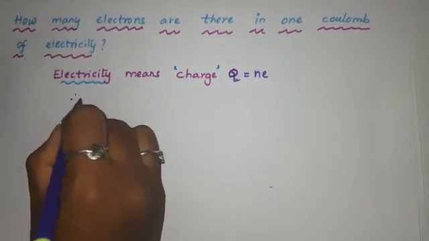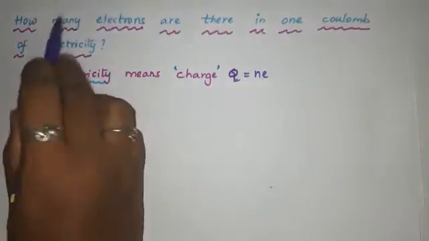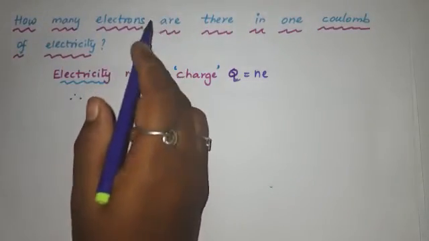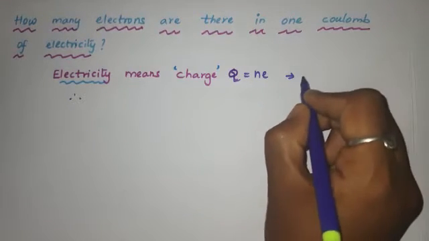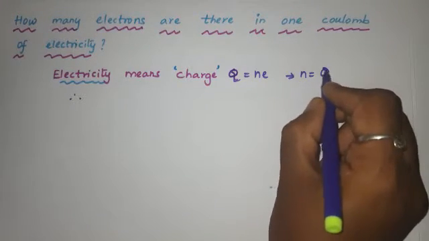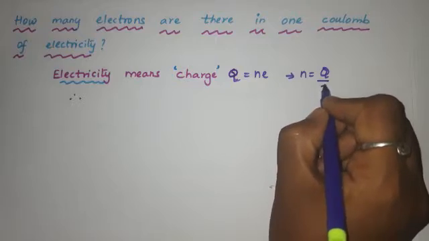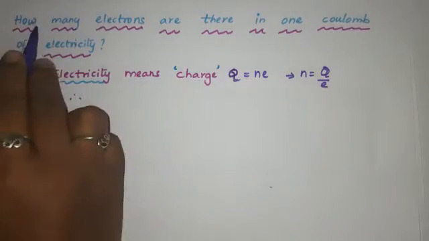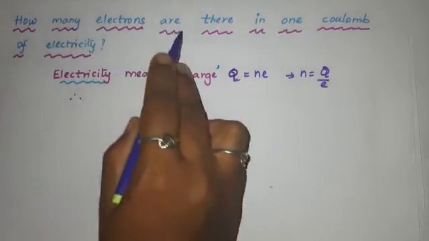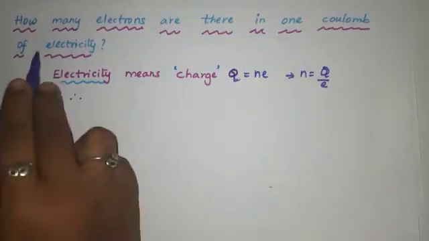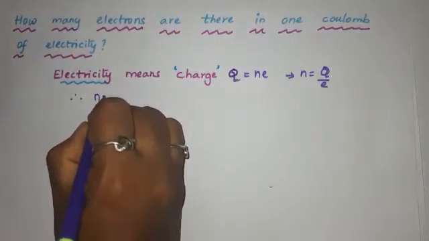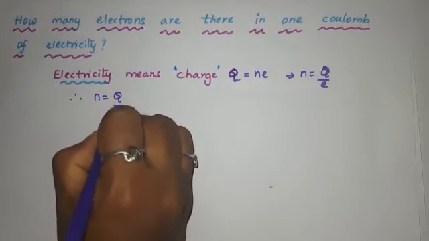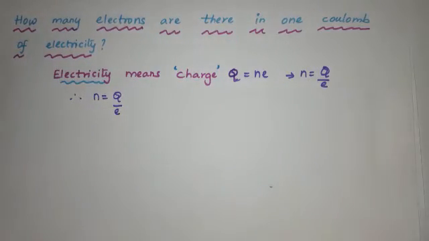So how many electrons? That means it's the number of electrons, N. Cross multiply. Therefore, we can take N is equal to Q by e, because we are going to find how many electrons are there in 1 coulomb of electricity. Therefore, N is equal to Q by e.